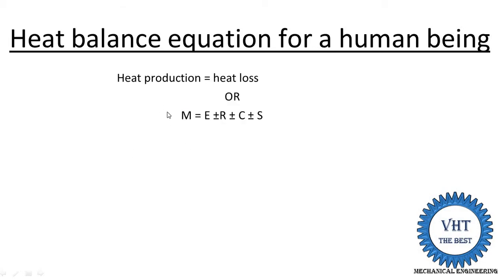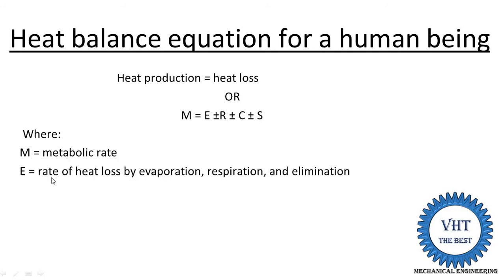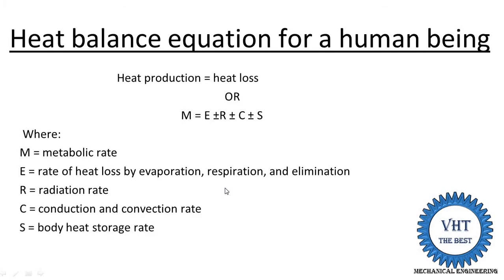And this metabolic rate M is equal to the different heat losses. The heat loss by evaporation, heat loss by radiation, heat gained by conduction and convection, and S means the storage of heat energy. So M is the metabolic rate, E is the rate of heat loss by evaporation, respiration and elimination, R means by radiation, C means conduction or convection rates, and S means some heat is stored by the body.